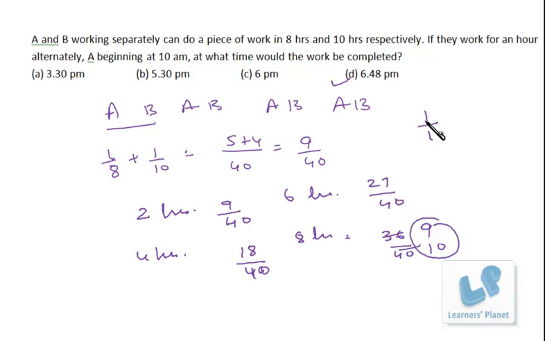You can calculate it also. If to do 1 by 8 work he takes 1 hour, then to do 1 by 10 work, he'll take 8 by 10 hours, or we can say 48 minutes. So it's 6 hours 48 minutes, but there's no need to calculate. Clear?